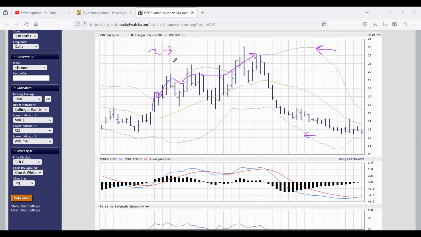Now, again, am I saying at this point, because the MACD has been negative for so long and the VIX here has been below the SMA 20 for an extended period, that this is a good time to buy a put on SPY? Hard to see, I know.